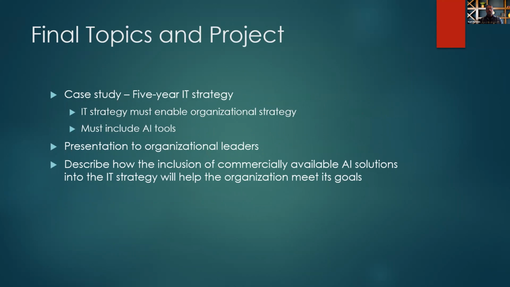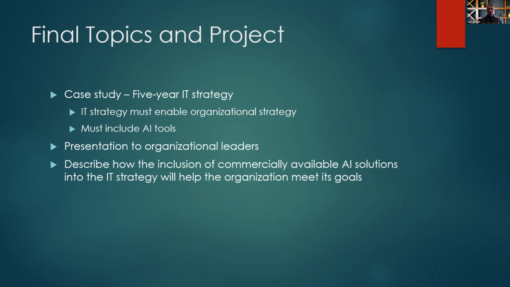Once we went through all of those topics and all of those different categories of tools, the students were given a project. The project they were given was a case study. They were to develop a 5-year IT strategy for a scenario. It was a fictitious company. The IT strategy must enable organizational strategy, so whatever IT tools were proposed had to support the way the organization wanted to operate. And students were tasked with including AI tools, which they could go out and independently research and integrate as part of the IT strategy.